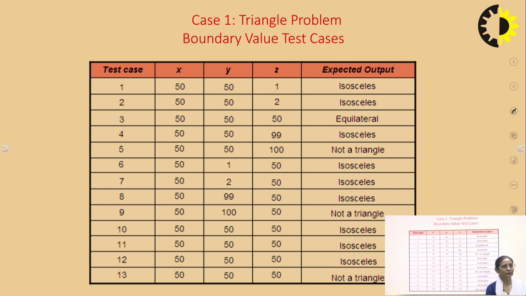Here we have taken x as 50, y as 50 and z as 1, and it comes out to be an isosceles triangle. Then in the second test case, if I take 50, 50 and 2, again it is isosceles. So these are the test cases which we have designed, and these are my outcomes. And also if you look, we have taken the case where we do not have a triangle.